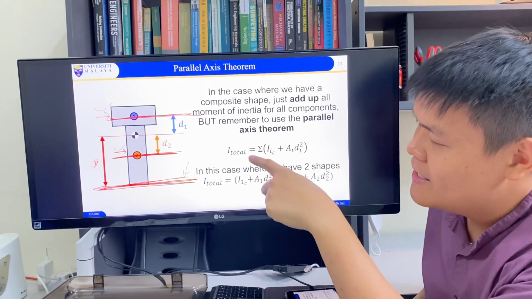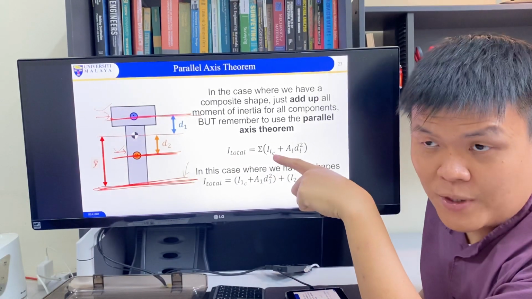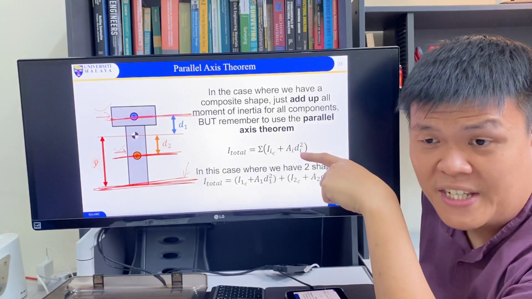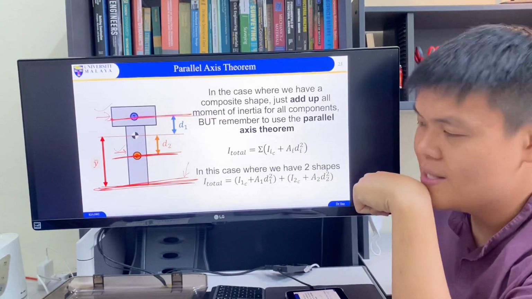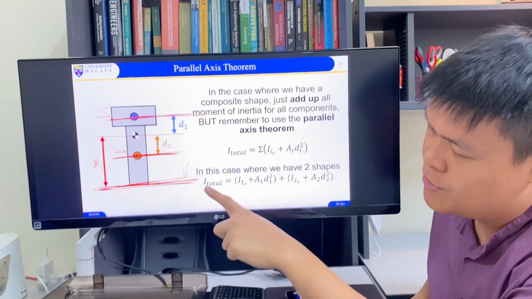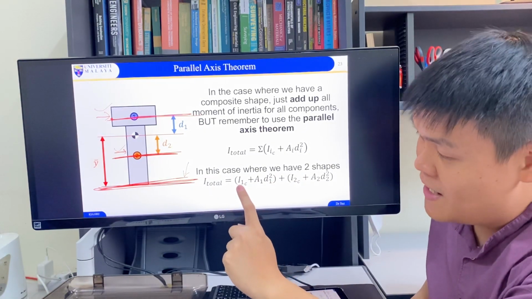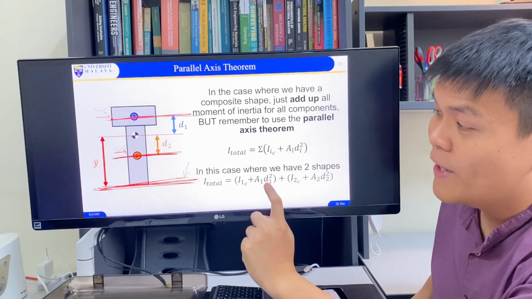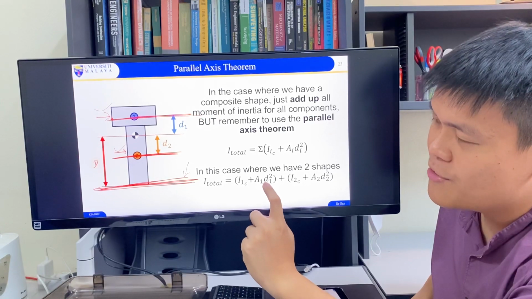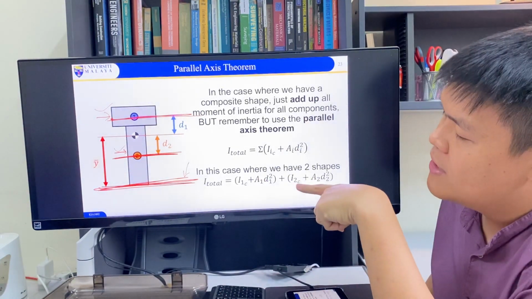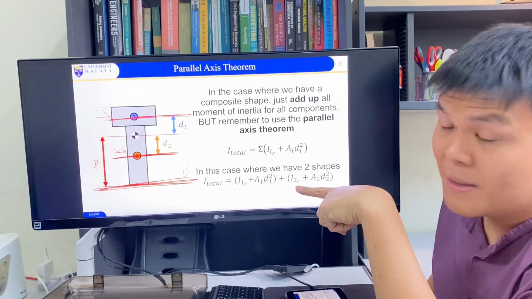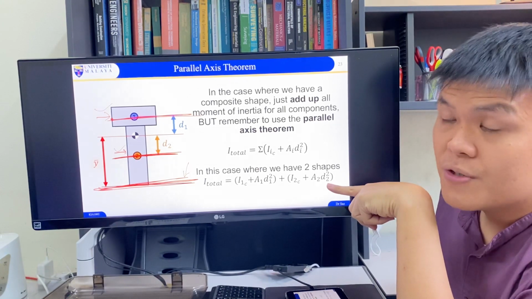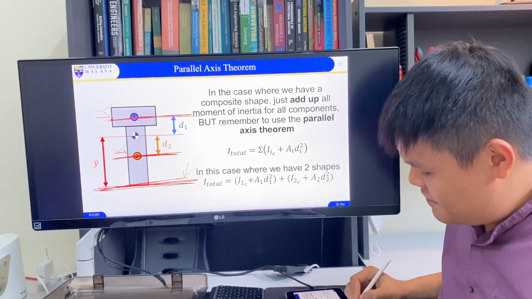The total I is the centroidal axis I plus the area and the d squared for each of the shapes there. In this case we have two shapes, so the total I will be the centroidal axis I for number one, plus the area of number one times the distance of one from the centroidal axis, d1 squared, plus the centroidal axis I of number two, plus the area of 2 times d2 squared.